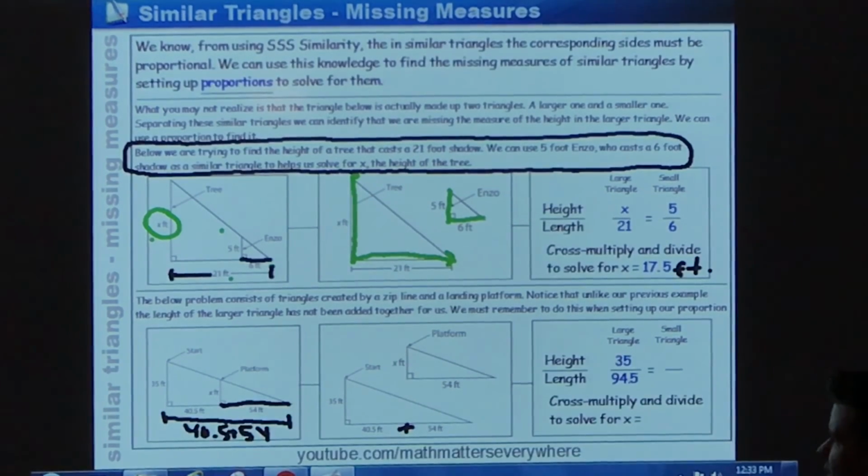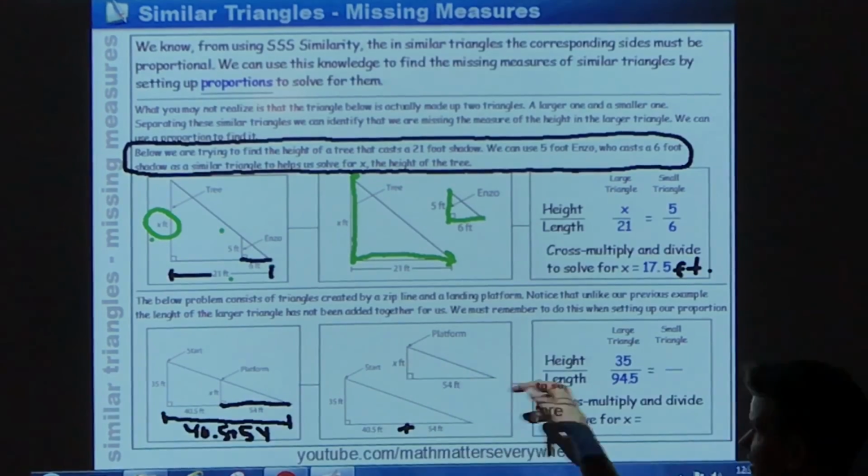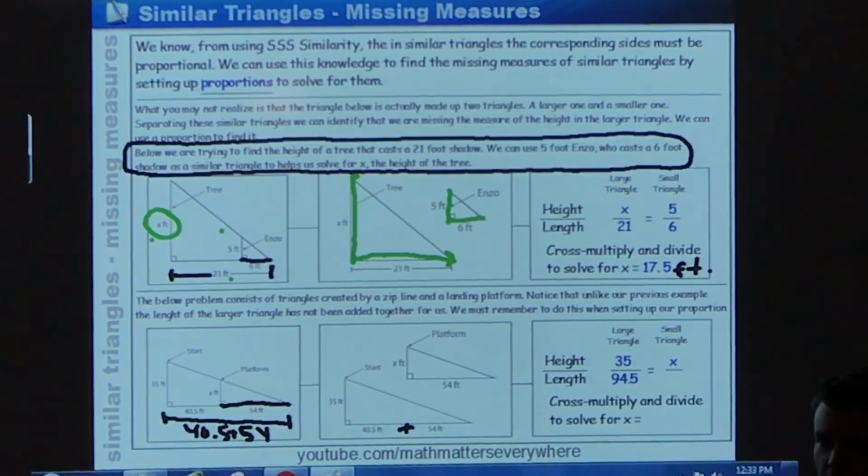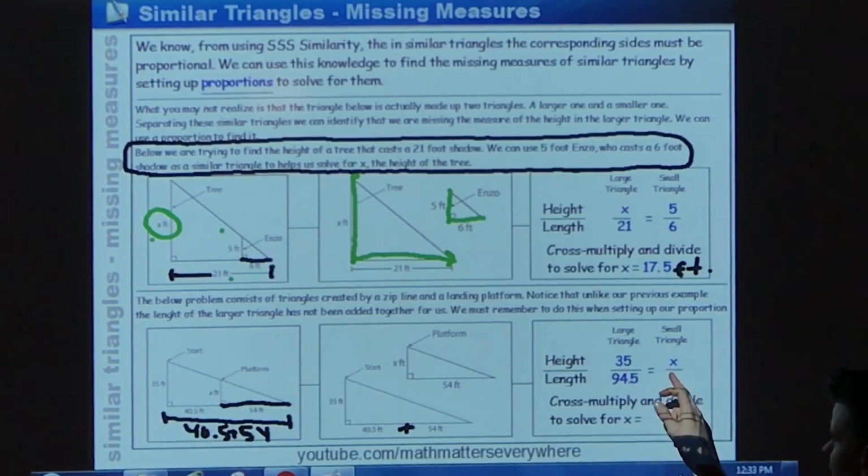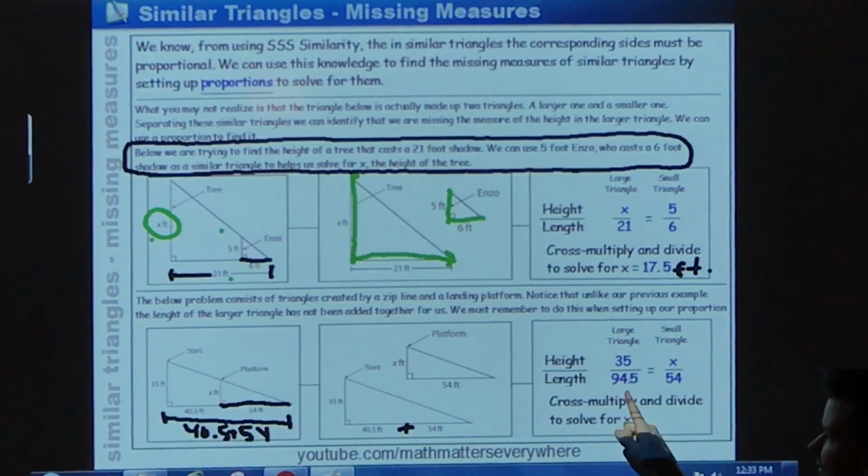All right. Small triangle. What's the height? X. We don't know it, so we assign a variable X. And what is the length of the smaller triangle? Good. Then we cross multiply 35 and 54, divide it by 94.5.